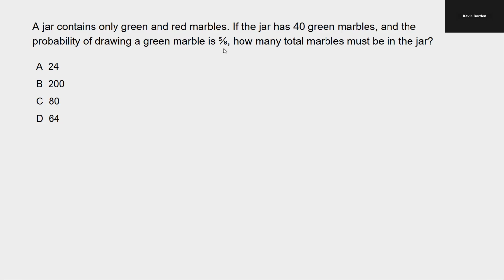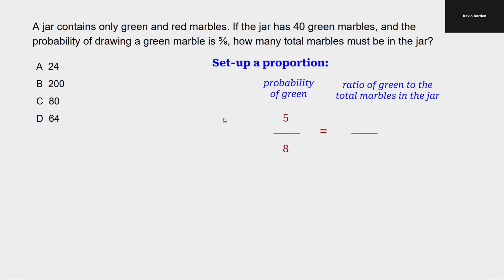The best way to approach this problem, I think, is to set up a proportion. Let's talk about what our probability says. It says that 5 out of 8 marbles must be green. But this is a reduced fraction. That means we can set it equal to another ratio, the ratio of green marbles in the jar to total marbles in the jar. Green to total. And we know that there are 40 green. We do not know the total. So there, we've now set up our proportion and we can go ahead and solve for x.